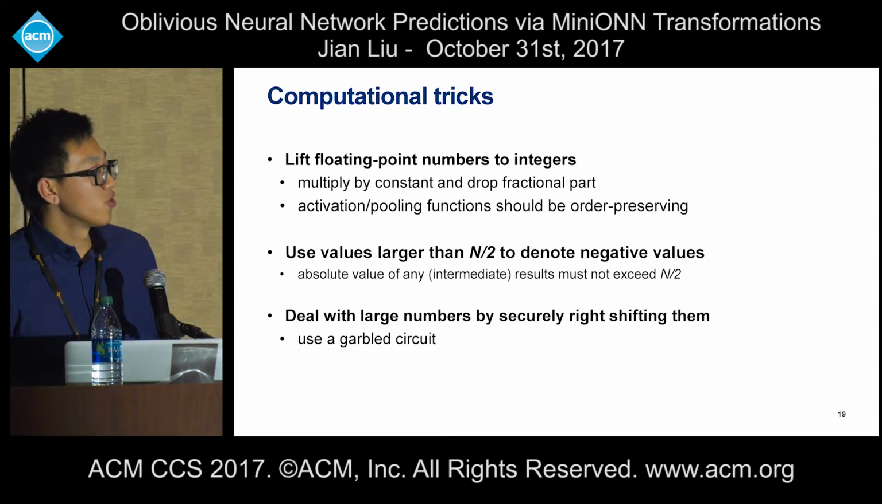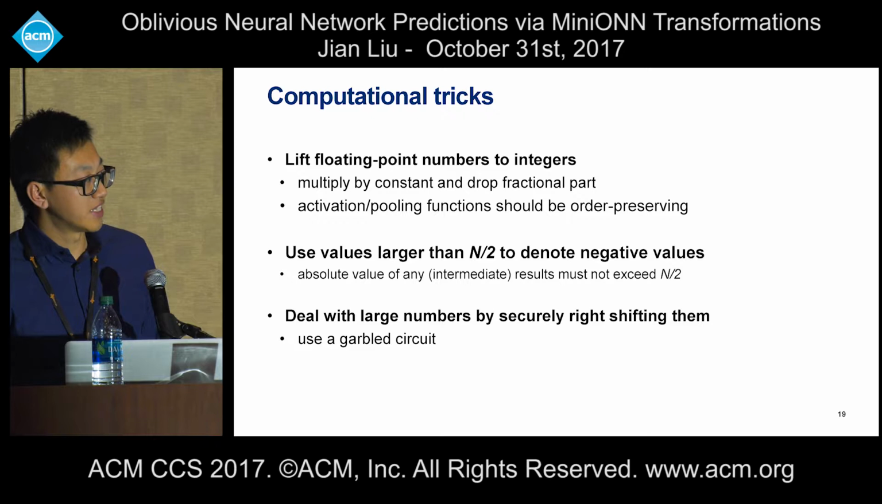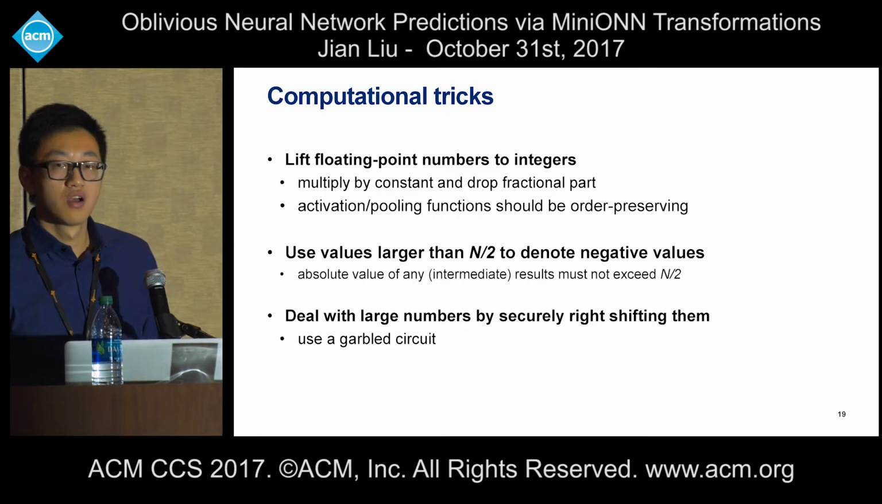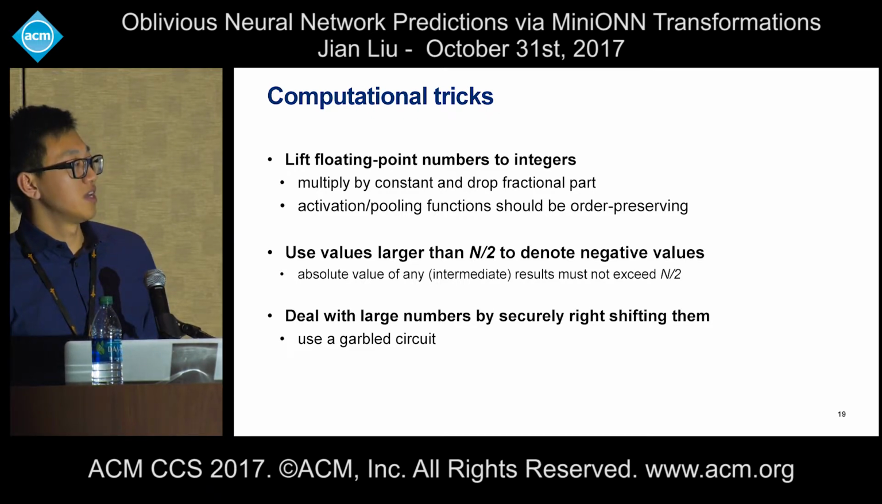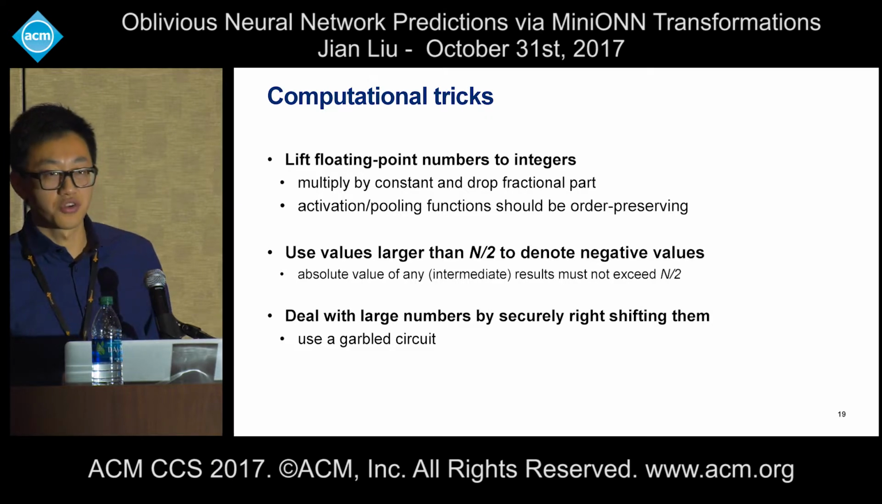And second, we use values that are larger than half n to denote negative values. To do this, we must make sure that the absolute value of any intermediate result does not exceed half n. So what if they exceed half n? Then we deal with such large numbers by securely right-shifting them using a Garbled circuit.